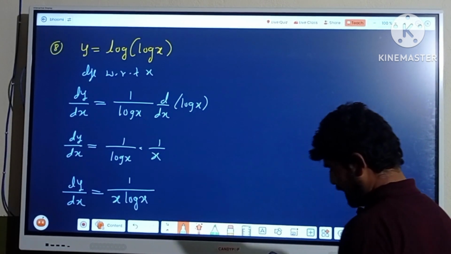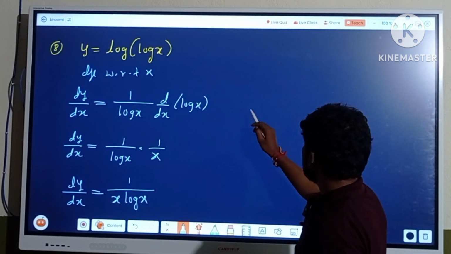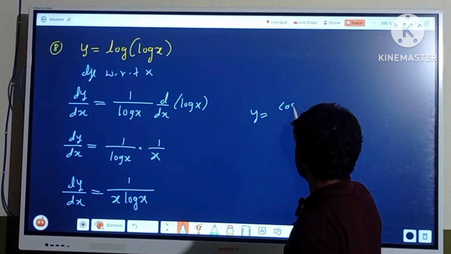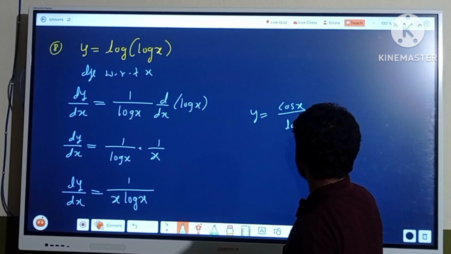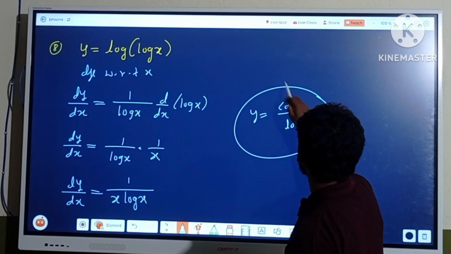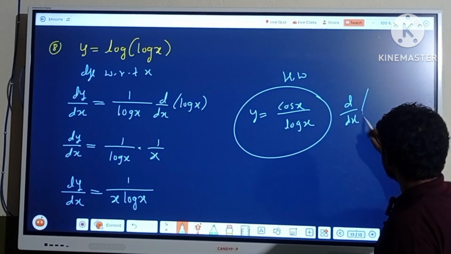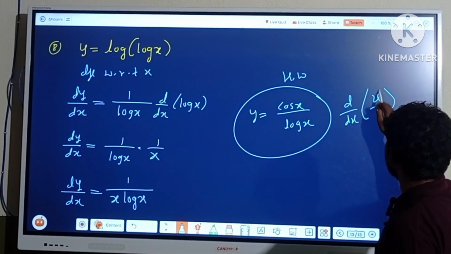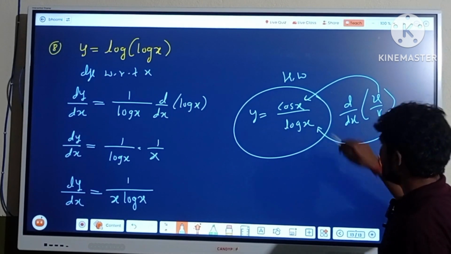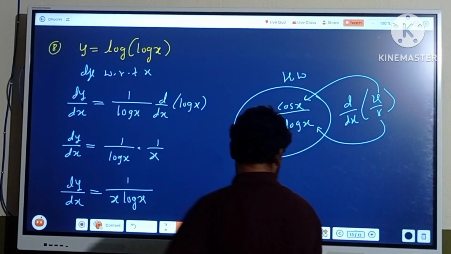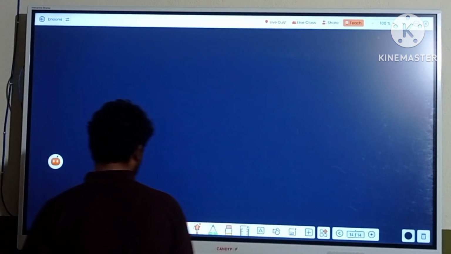Now the ninth question, y equals cos x divided by log x, take it as your homework. This can be solved by using what? The quotient rule, that is u by v, where u is cos x and v is log x. And the 10th question, I am going to solve.